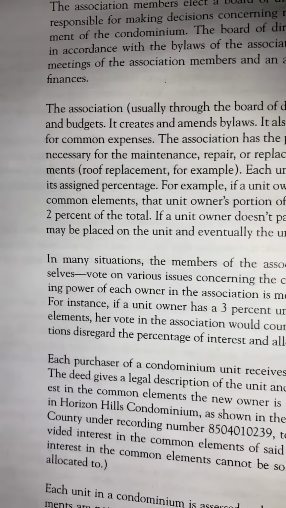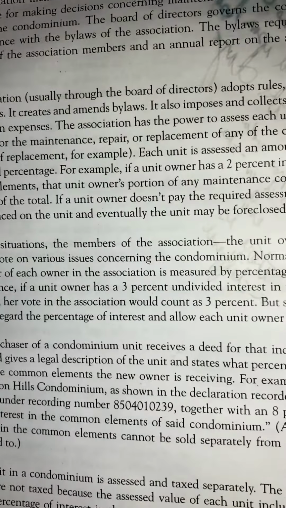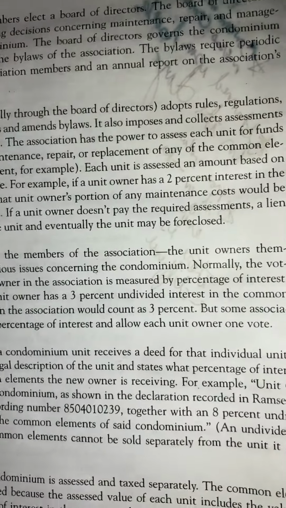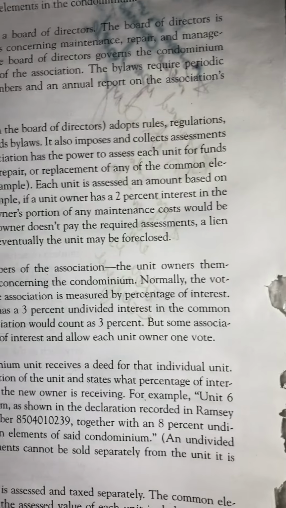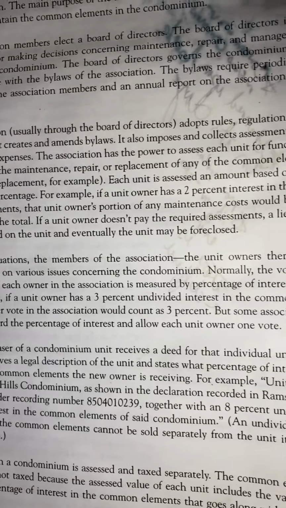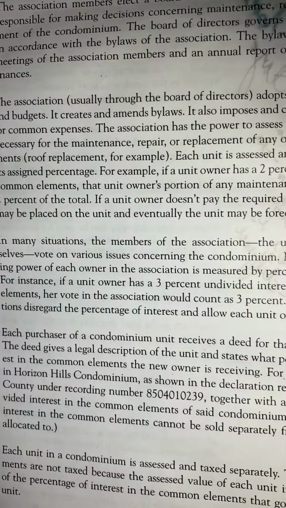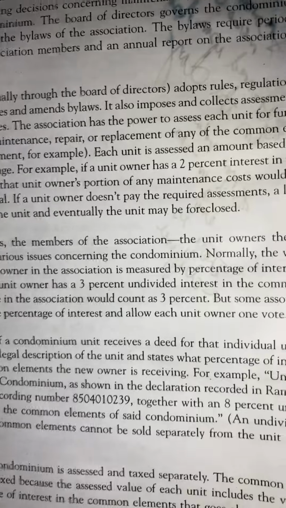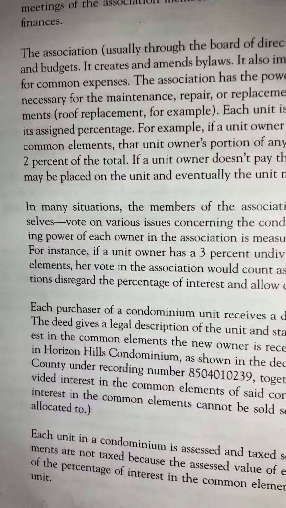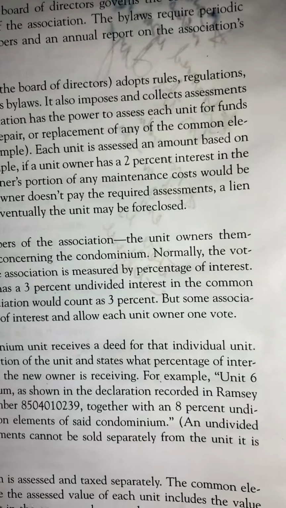Normally, the voting power of each owner in the association is measured by percentage of interest. For instance, if a unit owner has a 3% undivided interest in the common elements, her vote in the association would count as 3%. But some associations disregard the percentage of interest and allow each unit owner one vote.